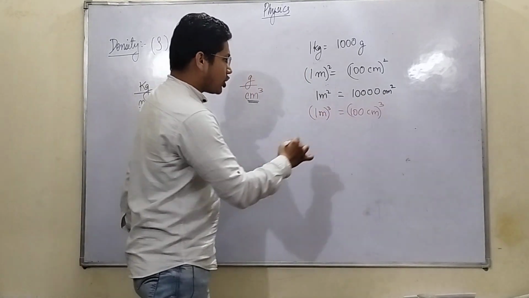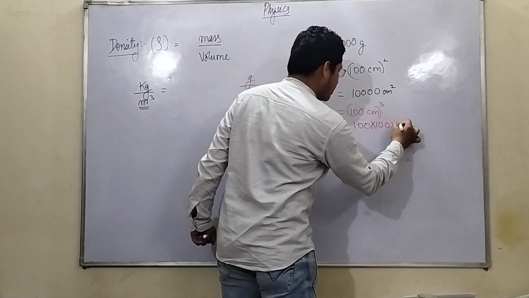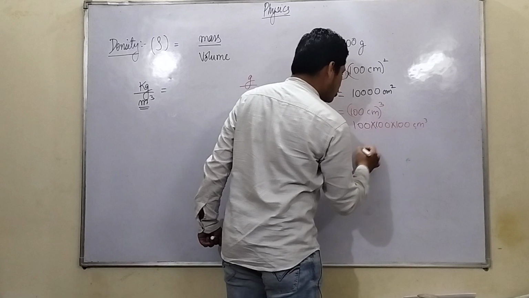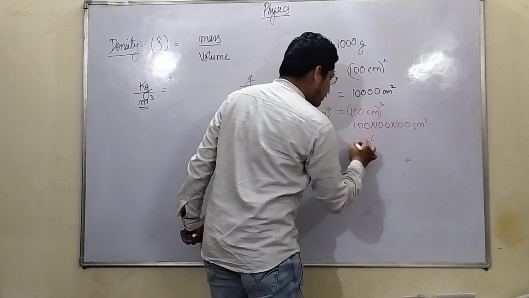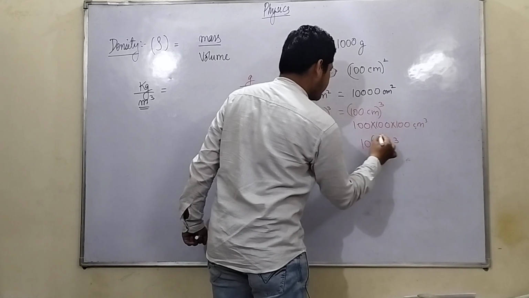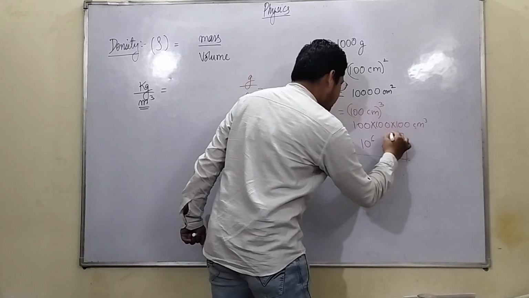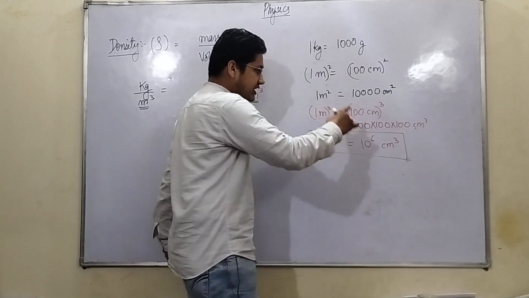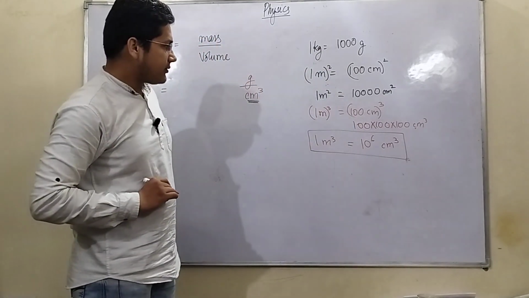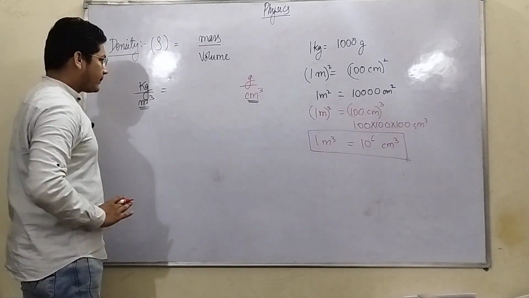Okay. Now what will come? 100 into 100 into 100 centimeter cube. Or in simple words, may I write 10 raised to power 6 centimeter cube? Means 1 meter cube is equal to 10 raised to power 6 centimeter cube. Okay. Any problem, beta? Now pay attention here.